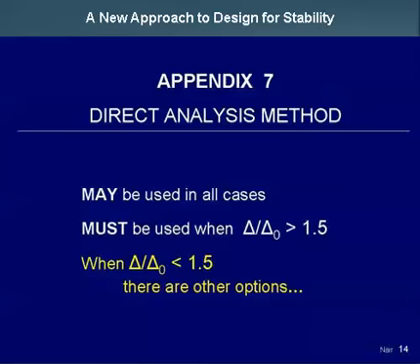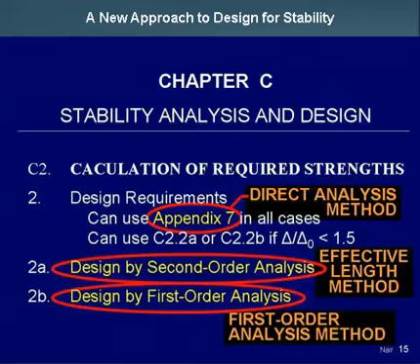When delta over delta 0 is less than 1.5, there are other options. And this shows you just the organization of chapters and provisions in the code. The direct analysis method is in Appendix 7. Then the two other methods that you can use when delta over delta 0 is less than 1.5 are the so-called effective length method and the first order analysis method. The effective length method is in section C2.2a and the first order analysis method in C2.2b.